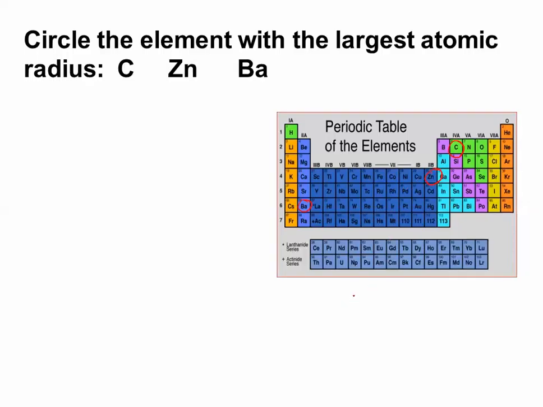So let's look at this. Now, these aren't in the same periods or groups, but remember, it decreases across and it increases down. So just looking at this, they get smaller as you go this way and they get larger as you go down. So we know that barium has to be the largest because it is the furthest down and it is the furthest to the left. So barium's going to be our answer. We know that barium has the largest. So the question is why?